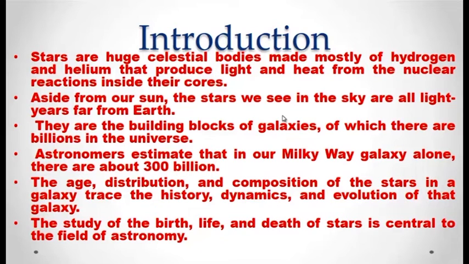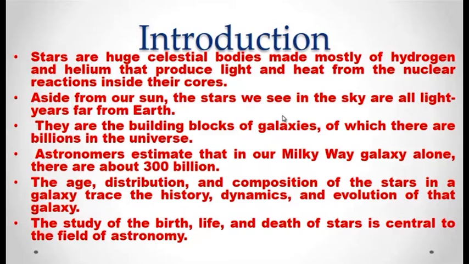You know, a light year is the distance traveled by light in 1 year. So, the stars which we are seeing in the night sky are light years far from the Earth. These stars are the building blocks of galaxies. We know a galaxy is made up of billions of stars, of which there are billions in the universe. Astronomers estimate that in our Milky Way galaxy alone, there are about 300 billion stars. If you look at the millions of other galaxies in the universe, innumerable stars are there.